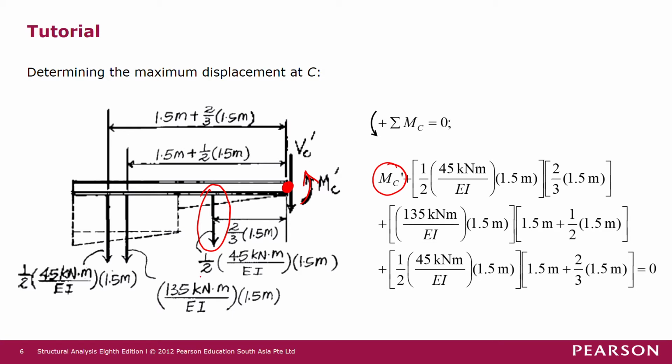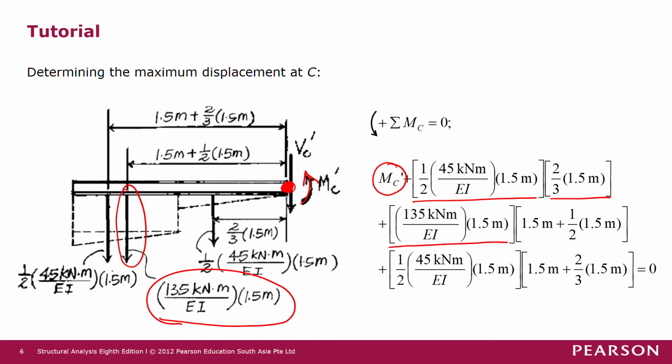So it's half of 45 kilonewton meter over EI times 1.5 meter, multiplied by the moment arm of 2/3 of 1.5 meters. So the next force that we look at is this force, which causes counterclockwise moment with respect to C prime as well. So the force magnitude is this term here, and then multiplied by the moment arm of 1.5 meters plus half of 1.5 meters to give the moment.